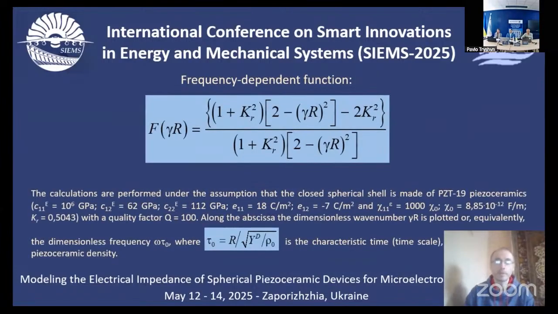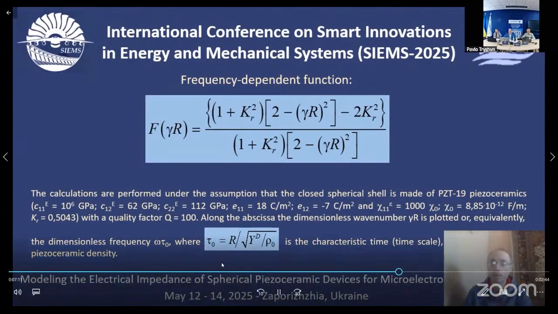As a result of mathematical modeling, the electrical impedance of a spherical piezoceramic shell, which is used as an element in microelectronic devices, was investigated. The calculations were made for the shell made of PZT19 material, taking into account its characteristic parameters given on this slide. The frequency characteristics of the impedance are represented in terms of a dimensionless wave number gamma r, or a corresponding dimensionless frequency that takes into account a characteristic timescale. This approach allows us to evaluate the frequency behavior of impedance and adapt the results for use in microelectronic device systems design.